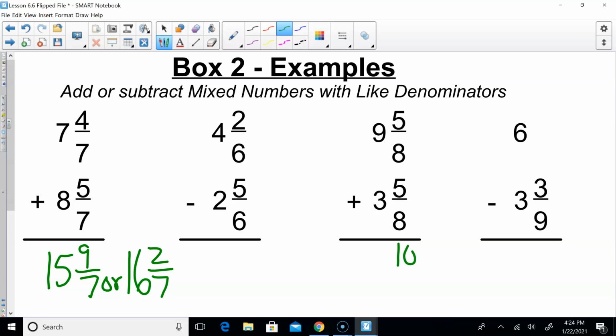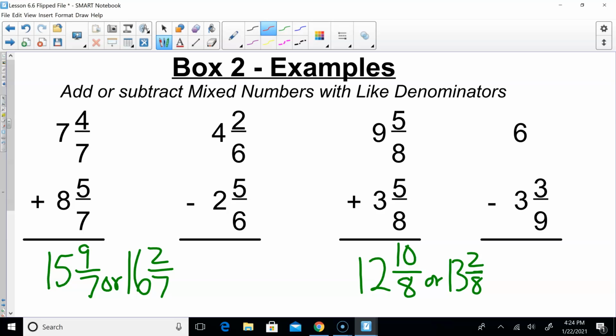So we have 10 eighths, because we have 5 eighths plus 5 eighths. We have 9 plus 3 is 12. Since we still have a fraction greater than 1, we're going to take 8 pieces away, because 8 make a whole because of our denominator. So we get 13 and 2 eighths.